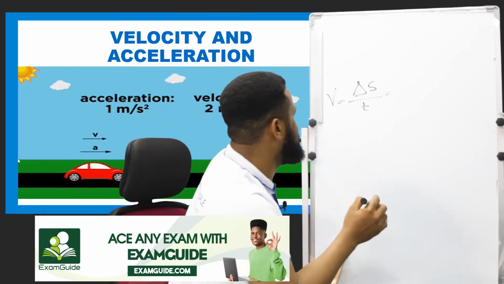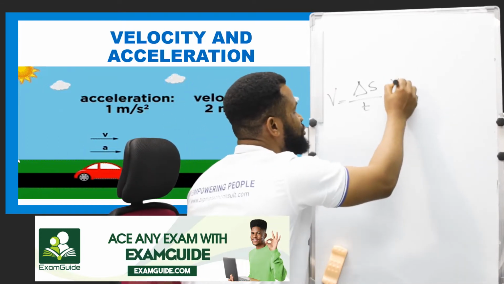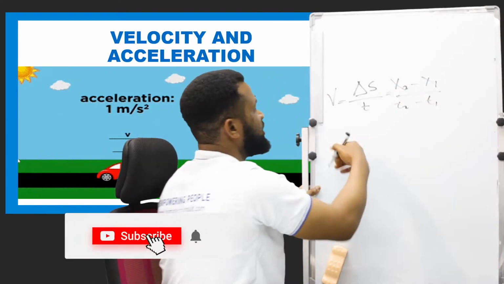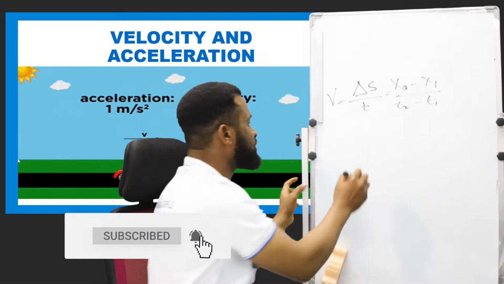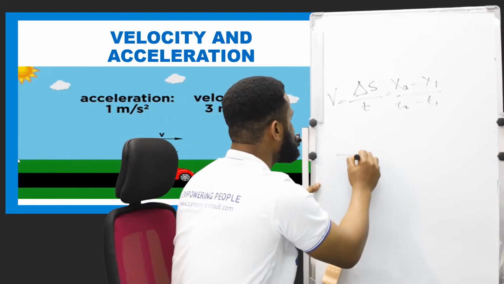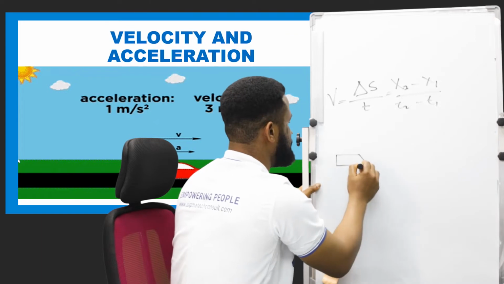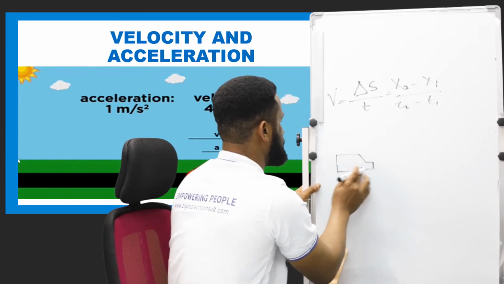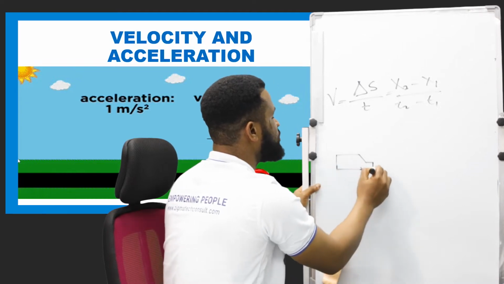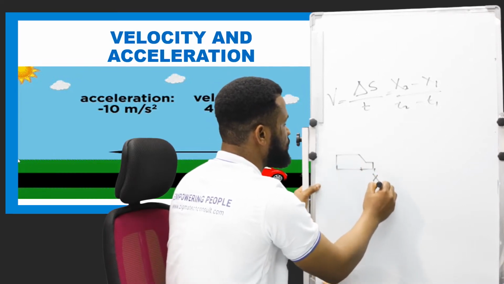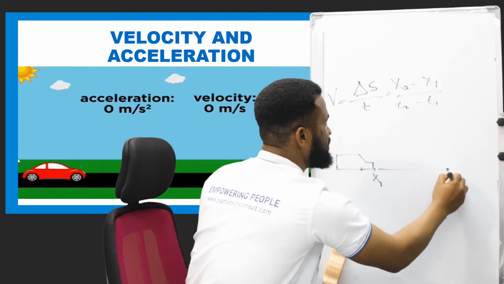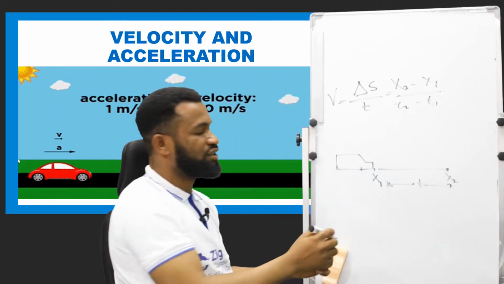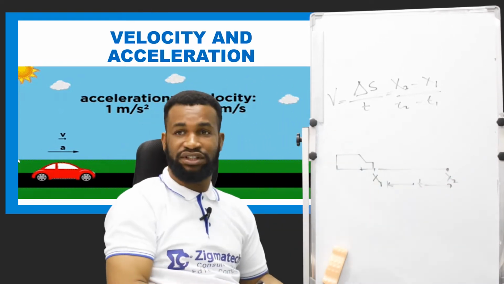Simply put, let's say x2 minus x1 all over t2 minus t1 is what velocity is all about. Because as the car is moving from this point, let's say point 1, to another point, x2, there is a particular time that the car has spent. So that is exactly what velocity is all about.